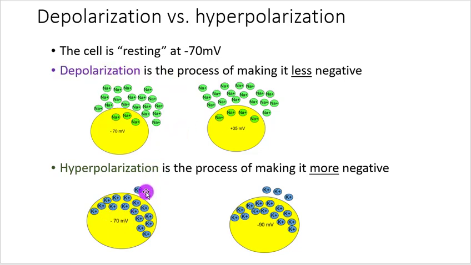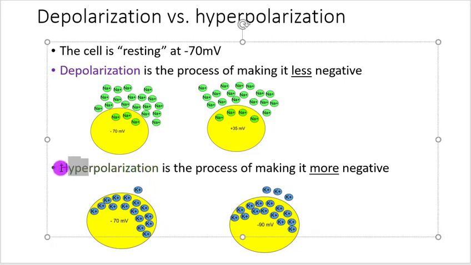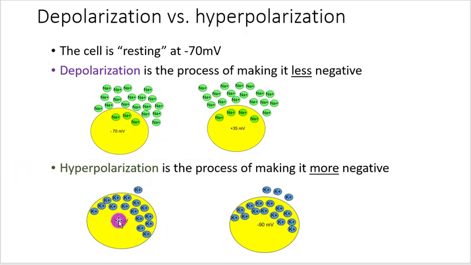On the other hand, when I make the cell more and more negative, like I showed you in that previous slide, that term is hyperpolarization. I'm making it more and more polar, so to speak. So I've depolarized and I've hyperpolarized in this situation. When I make it more and more negative, I only use the word hyperpolarization when I start off at negative 70.